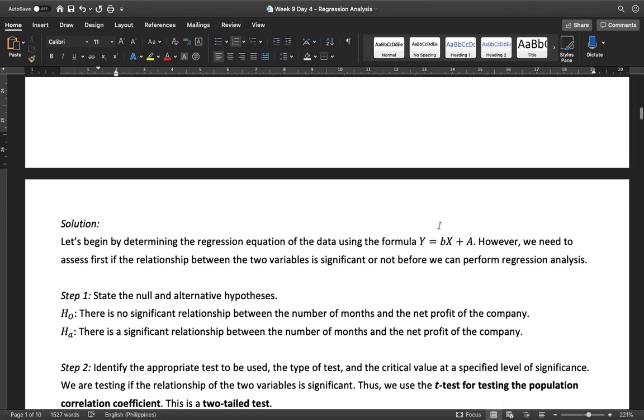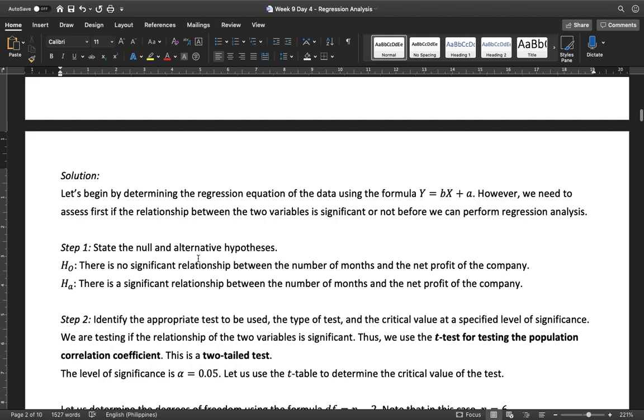So remember, ang formula natin is y equals bx plus a. Kailangan lang natin ma-solve yung b and a for that para makapredict. Pero bago natin ma-solve yun, check muna natin, applicable ba dapat si regression analysis? And we can do that by testing if there is a significant relationship between the two variables. So, step 1. Hypothesis muna. There's no significant relationship between the number of months and the net profit of the company. Alternative hypothesis, there's a significant relationship between the number of months and the net profit of the company.